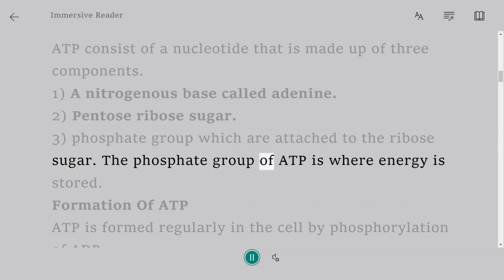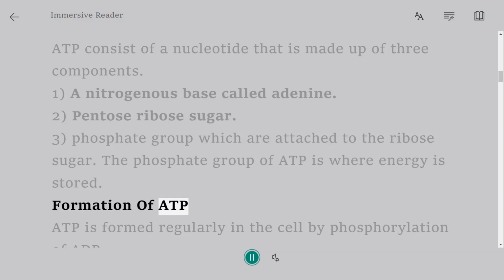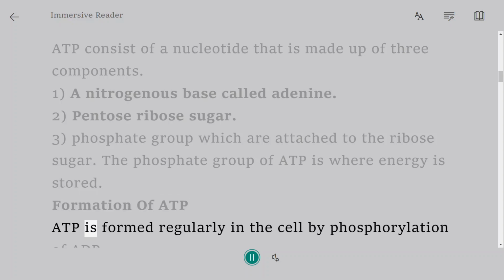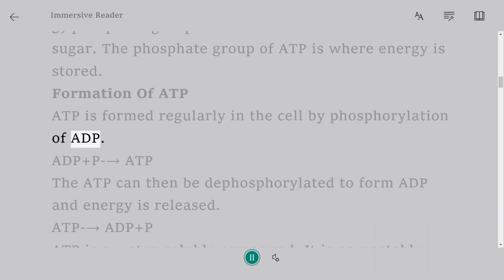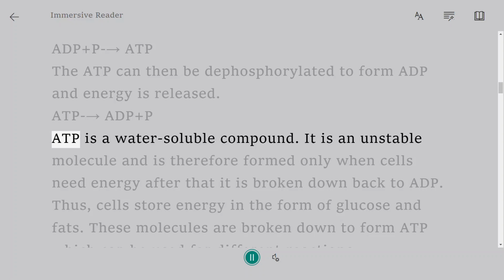The phosphate group of ATP is where energy is stored. Formation of ATP. ATP is formed regularly in the cell by phosphorylation of ADP. ADP plus P gives ATP. The ATP can then be dephosphorylated to form ADP and energy is released. ATP gives ADP plus P. ATP is a water-soluble compound.